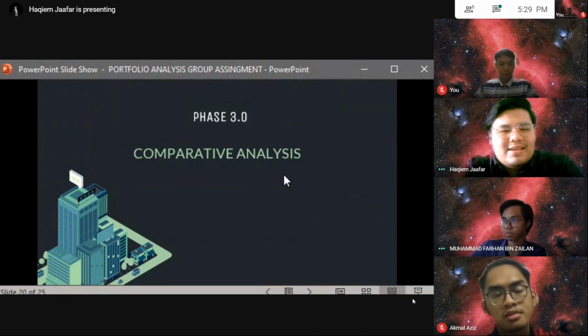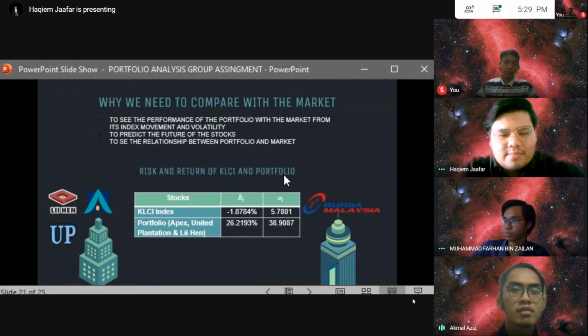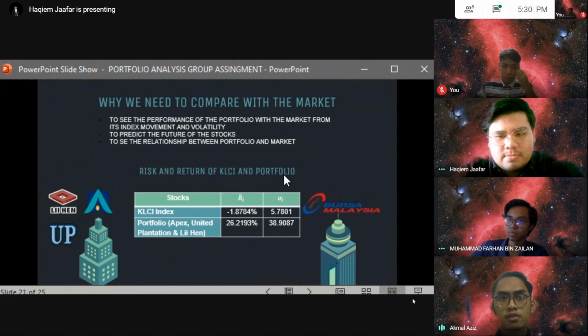Okay, moving on to phase 3, which is comparative analysis. And I would like to invite Akmal Aziz to explain regarding this topic. So, Akmal? Thank you, Hakim. So, why do we need to compare with the market? The first, to see the performance of the portfolio against the market from its index movement and volatility. Second, to predict the future of the stock, and the last is to see the relationship between portfolio and market.